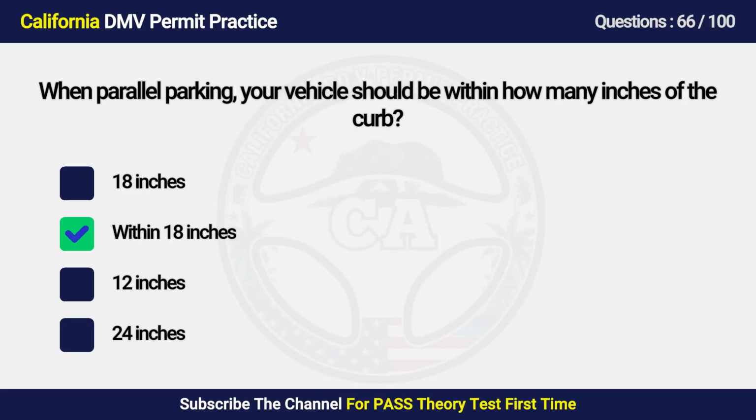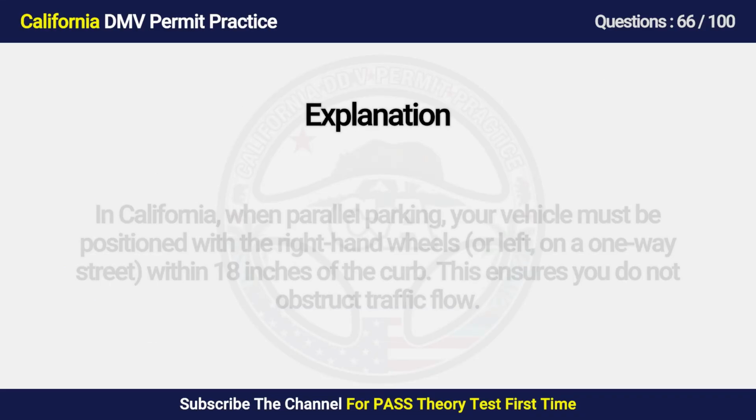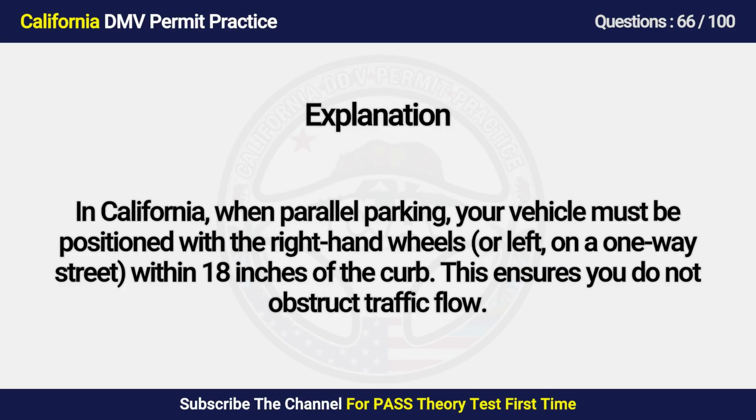Answer is B. Within 18 inches. In California, when parallel parking, your vehicle must be positioned with the wheels within 18 inches of the curb. This ensures you do not obstruct traffic flow.